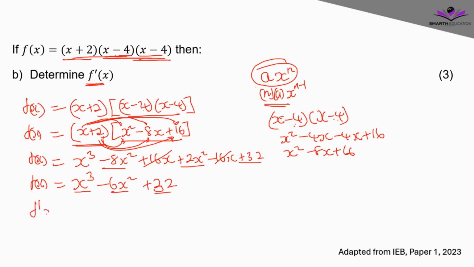Now just derive this. 3 times 1, that is 3, and then x to the power 3 minus 1, that is 2. We have derived x cubed. Remember, every term is derived independently. 2 times negative 6, that is negative 12. Then x to the power 2 minus 1, that is x to the power 1. The derivative of a constant is 0. So this is the derivative of f of x.